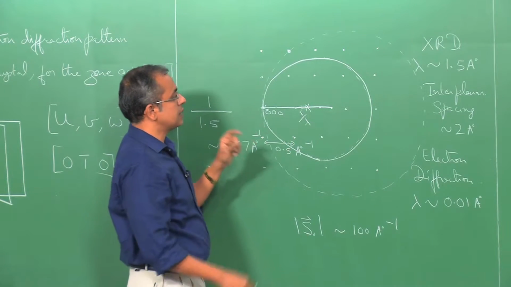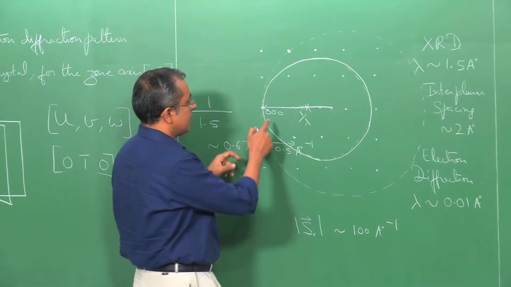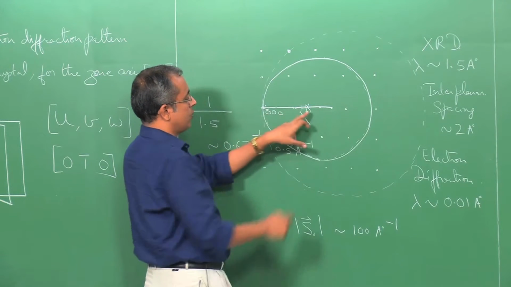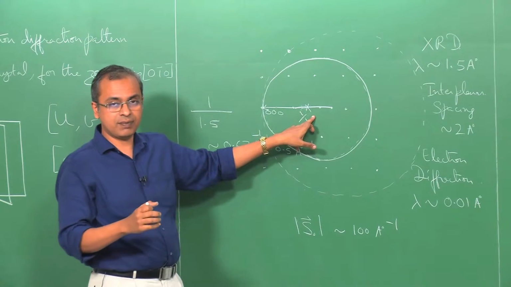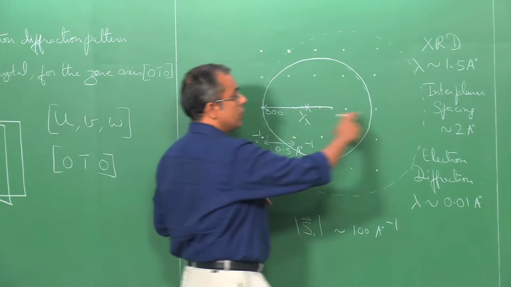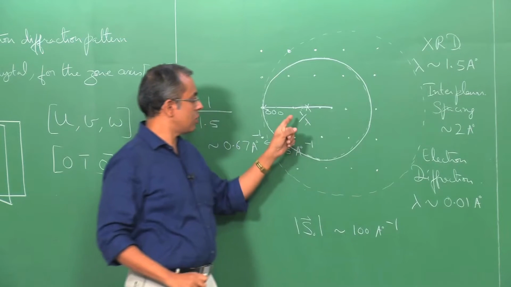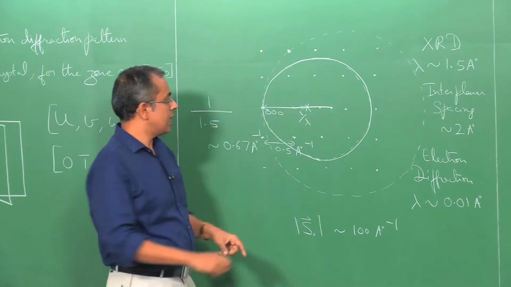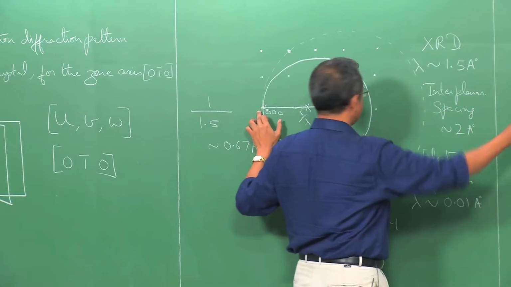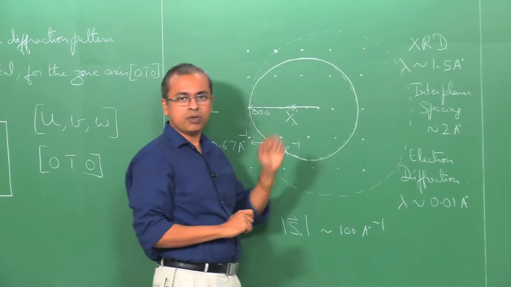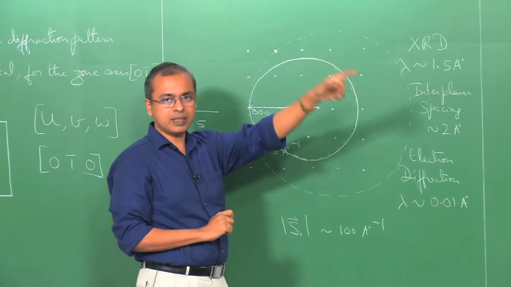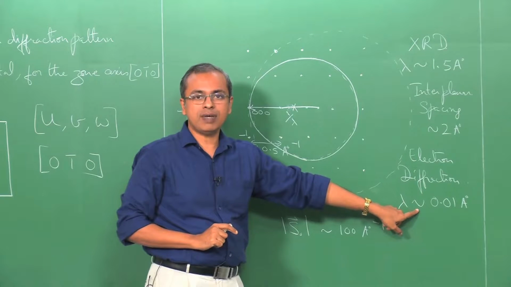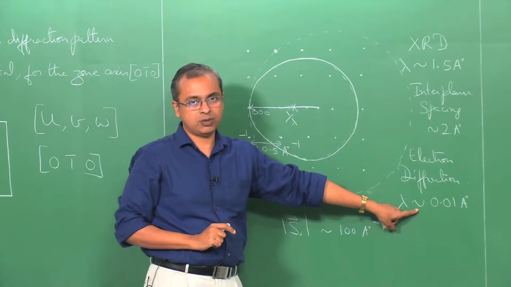What I am telling you is that when you use electron diffraction, the center is not going to be just 1 or 2 reciprocal lattice vector spacings. You have to go 200 spacings along this line before you reach the center. So, you will have to go very far on this board. You probably will have to go well past the length of this board before you reach the center of the Ewald sphere corresponding to the wavelength of 0.01 angstroms.